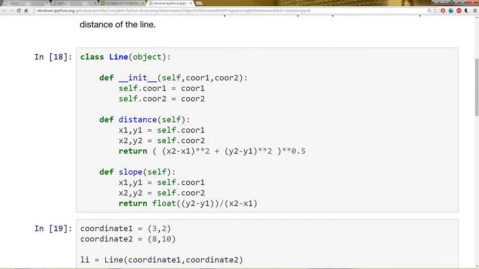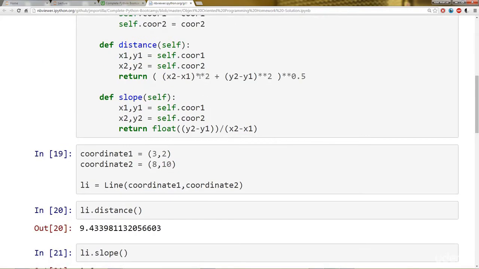So the first thing I had to do was assign these attributes using self. So I said self.coor for coordinate 1, set it equal to that input, and then self.coordinate 2, set it equal to that second coordinate input. So that's how I initialized my class.